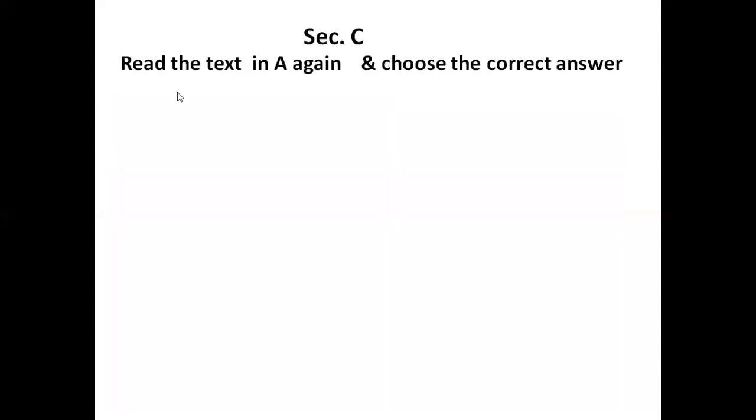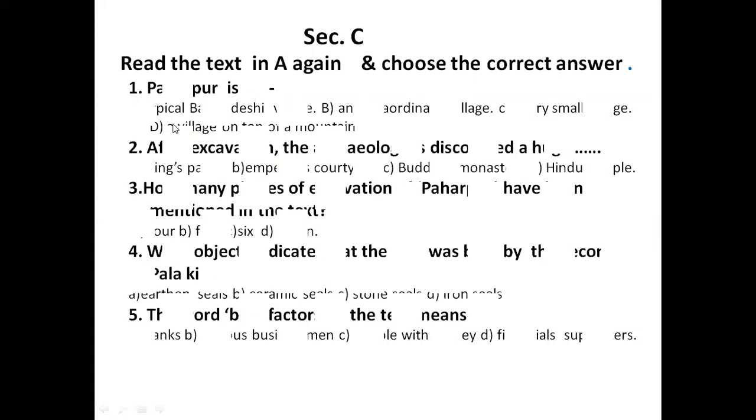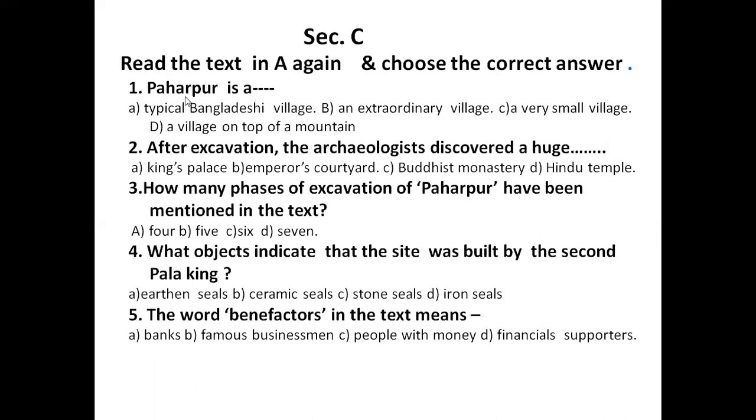It is section C. Read the text in A again and choose the correct answer. So it is the multiple choice activity, or you can say choose the correct answer activity. Number 1, Paharpur is a typical Bangladeshi village, an extraordinary village, a very small village, a village on top of a mountain. We know that Paharpur is a typical Bangladeshi village.